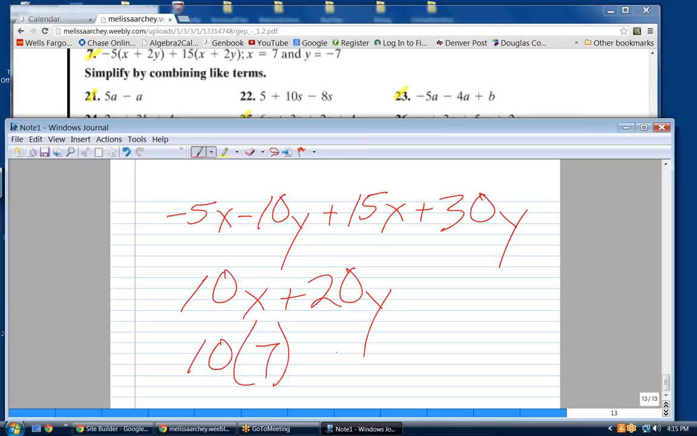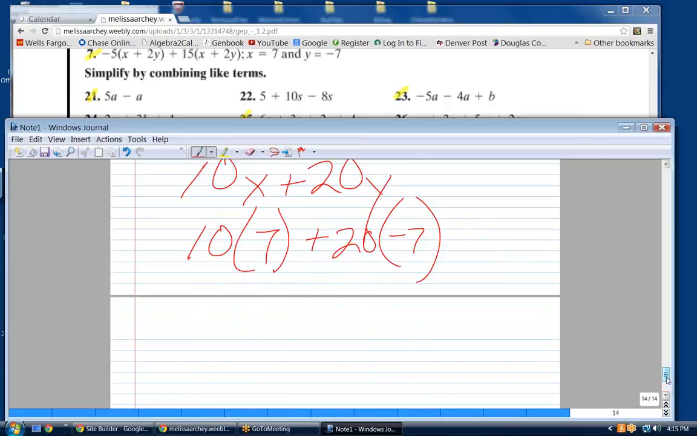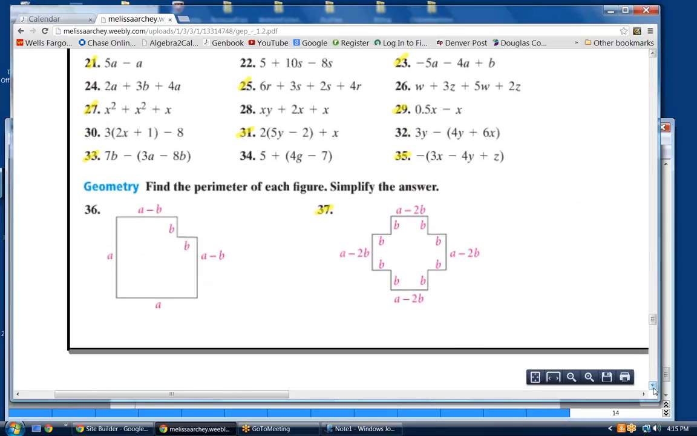70 plus negative or minus, and that would be negative 140, right? Uh-huh. Okay. All right. What's 21? That would just come to 4a. Okay, what's 23?